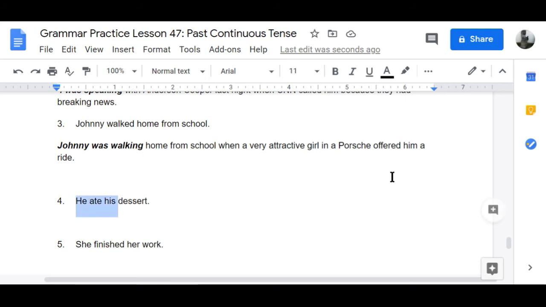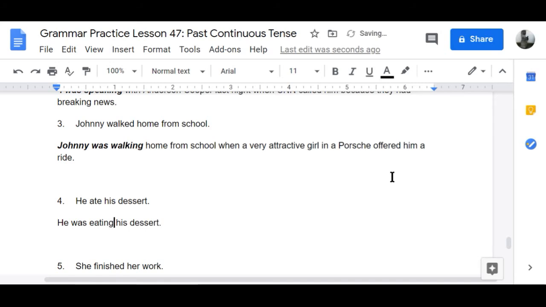He was eating. Guys, it's so important that you use your imagination, okay? He was eating what? He was eating his dessert when he saw a fly in it.